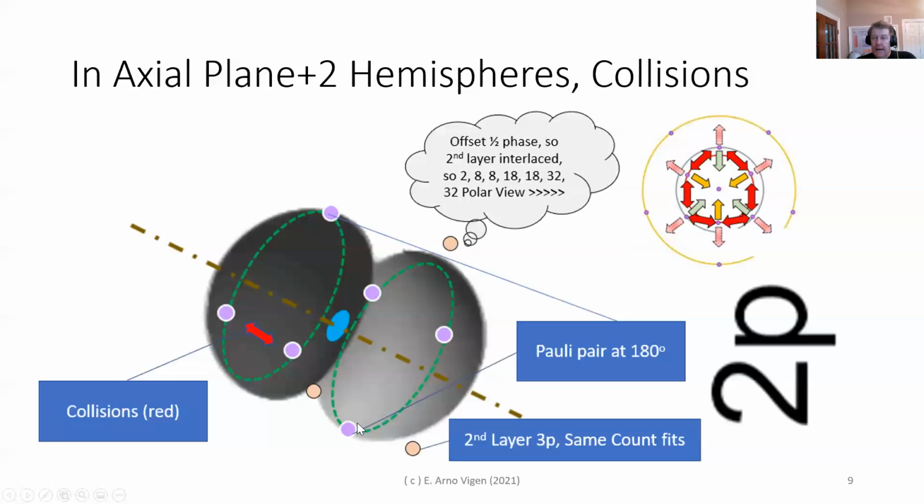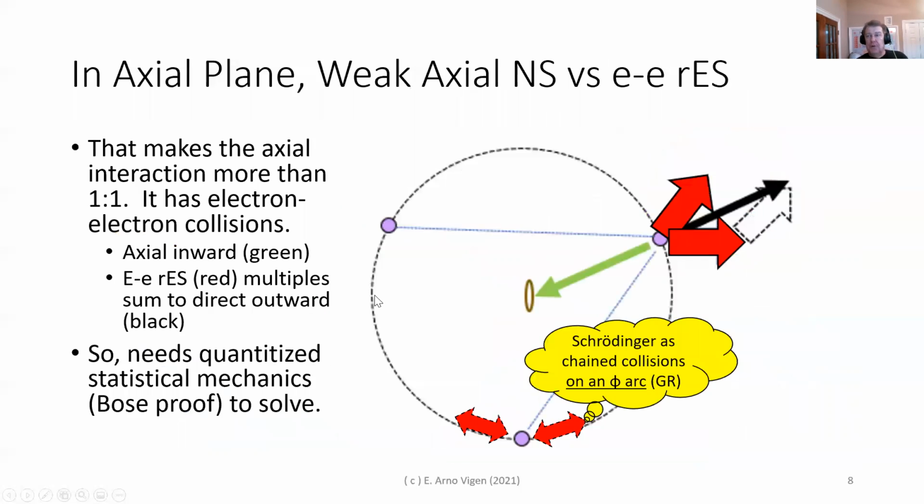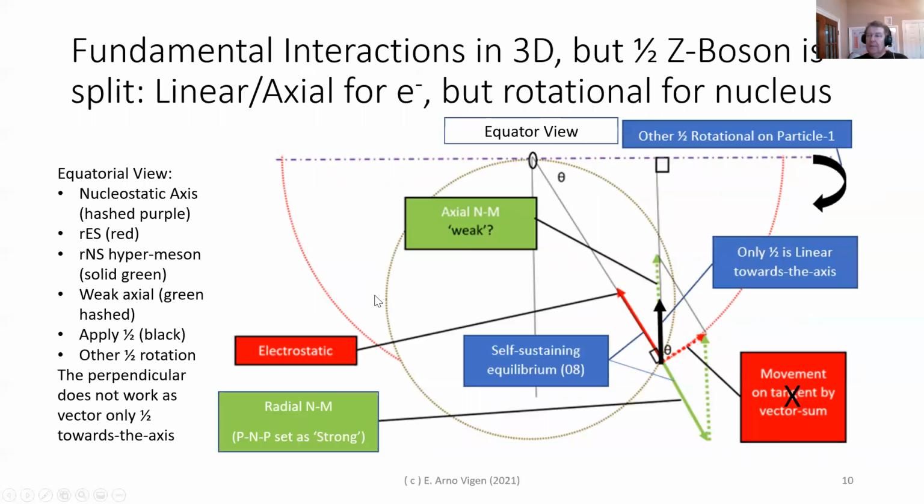Interestingly, if you have these circles, they want to offset by 1/2 phase, which means that the Pauli pair is at exactly the 180-degree position, and these are slightly tighter by that. The opposite hemisphere has a second layer at the same count, so you get the 2, 8, 8, 8, which fits because of the 2 hemisphere system. Now, let's see what those forces look like as vectors.